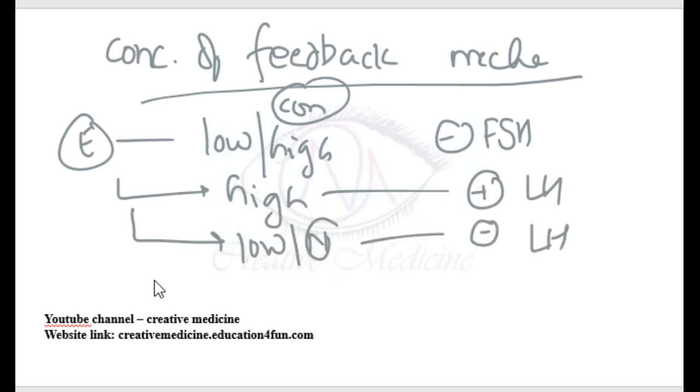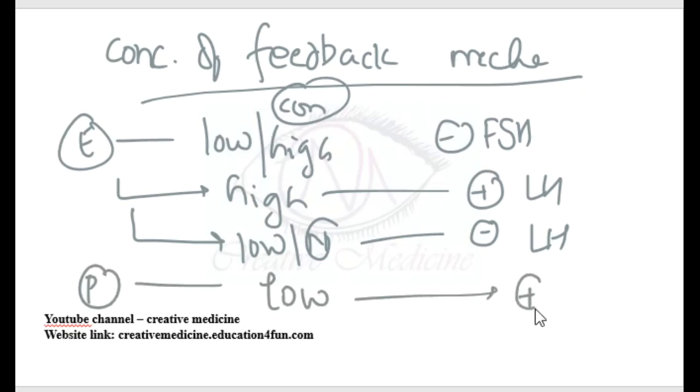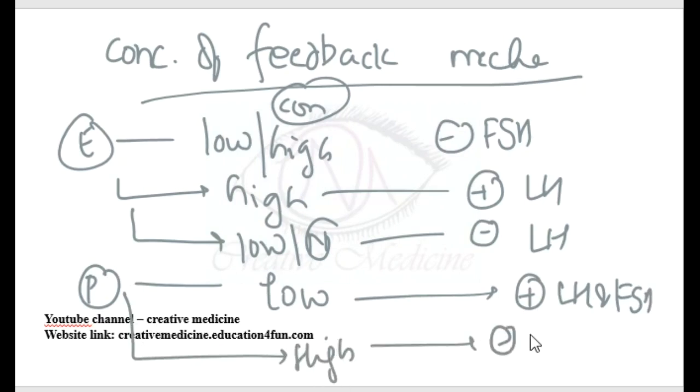Progesterone at low concentration has positive feedback on luteinizing hormone and follicle stimulating hormone. Progesterone at high concentration has negative feedback on luteinizing hormone and follicle stimulating hormone.